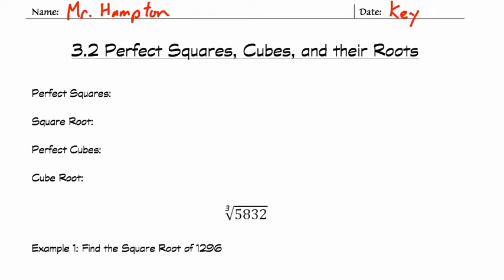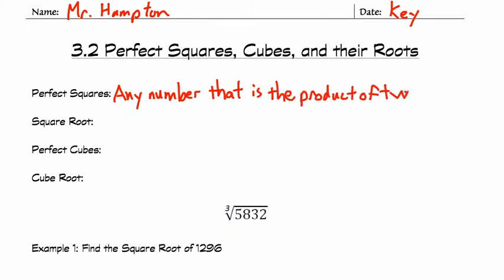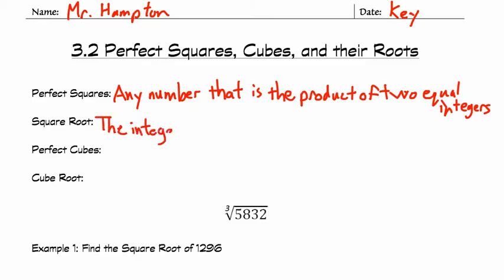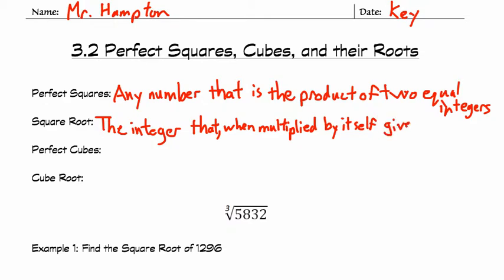This is 3.2, perfect squares, cubes, and their roots. So first, a perfect square is any number that is the product of two equal integers. For example, 25 is a perfect square because 5 times itself gives 25. A square root is the integer that, when multiplied by itself, gives the perfect square. So 5 is the square root of 25 because 5 times 5 is 25.